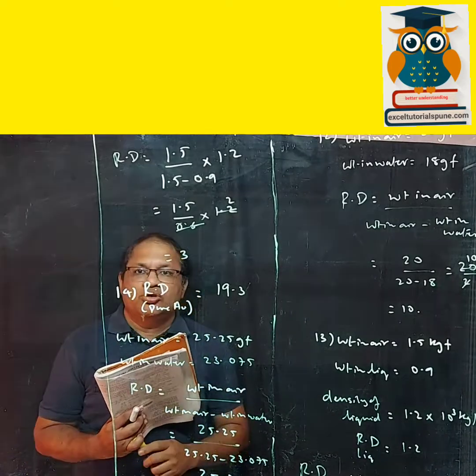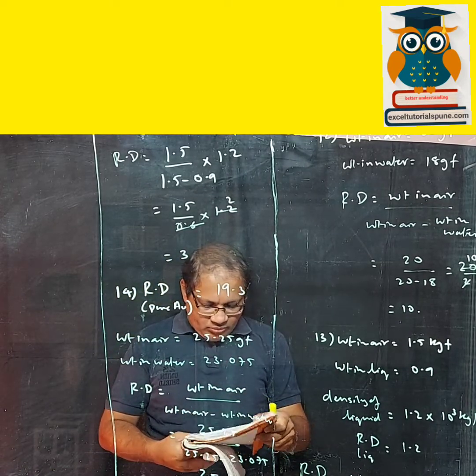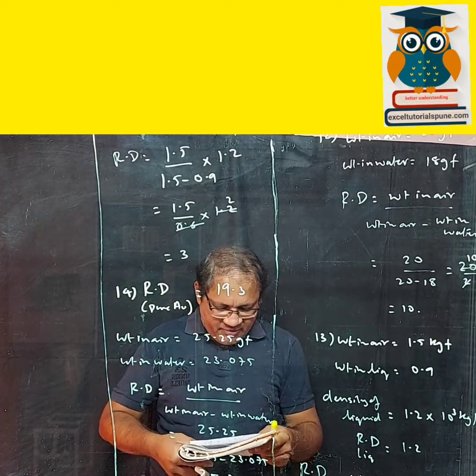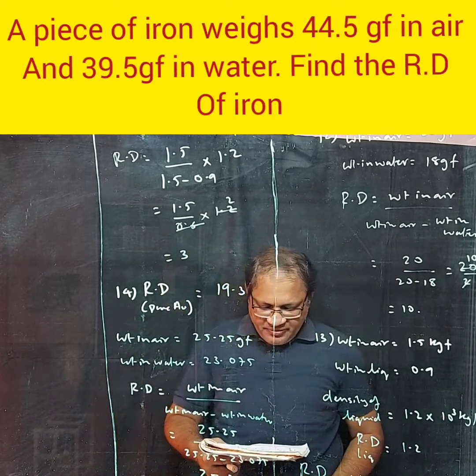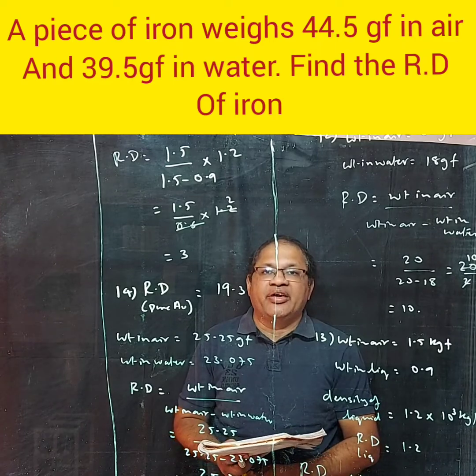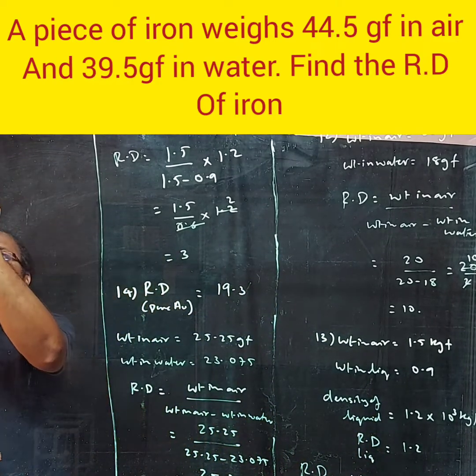Alright, so now let's do the 15 sum. A piece of iron weighs 44.5 GF in air and 39.5 GF in water. Find the relative density of iron. Very simple sum. Okay, so 15 sum.